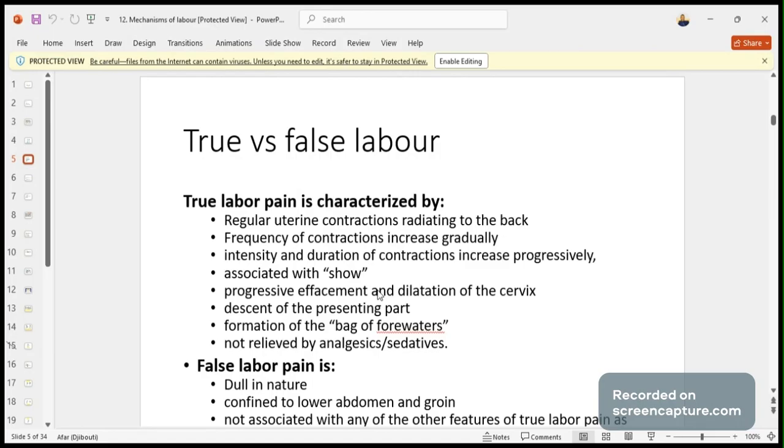So this will normally happen. It has to be progressive. Dilatation should not stop at 2 or 3 centimeters. It's supposed to be progressive. Descent of the presenting part. Yes, the descent of the presenting part is also a sign of true labor.